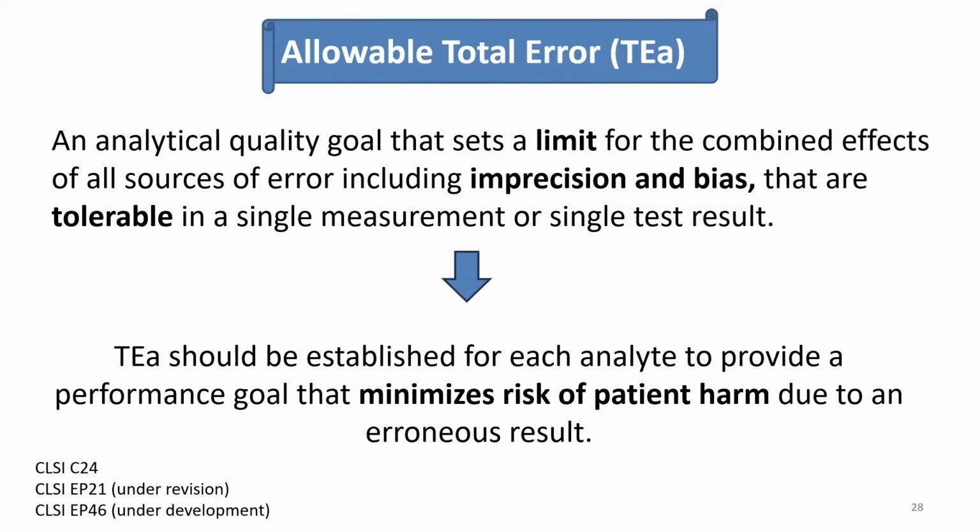Okay, so what is allowable total error? It's an analytical quality goal that sets a limit for the combined effects of all sources of error, including analytical imprecision and bias, that are tolerable in a single measurement. And there are a number of CLSI guidelines that describe this concept. So there's the CLSI C24 document, the CLSI EP21 document, which is on total analytical error, but it does discuss allowable total error, and it's currently under revision, as well as a new document, CLSI EP46, which is under development. And that document is actually going to be dedicated to discussion of allowable total error.